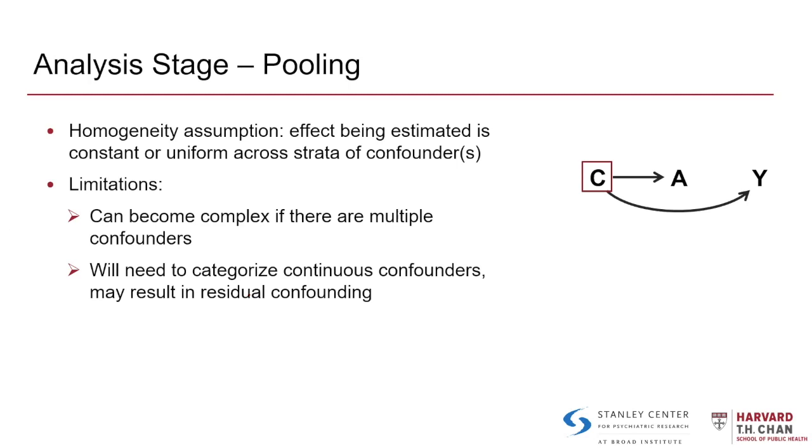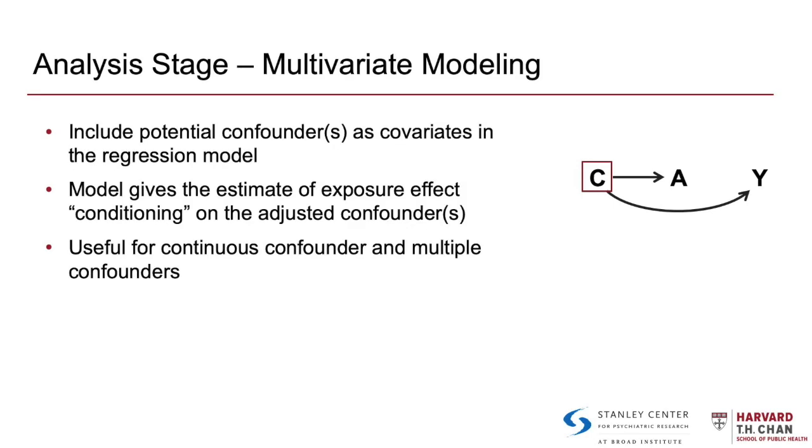So for example, if you have a confounder that has 5 labels or 5 groups, you would have to stratify the analysis across those 5 different strata. You would also need to categorize continuous variables into something that is manageable or grouped, and it may result in residual confounding.